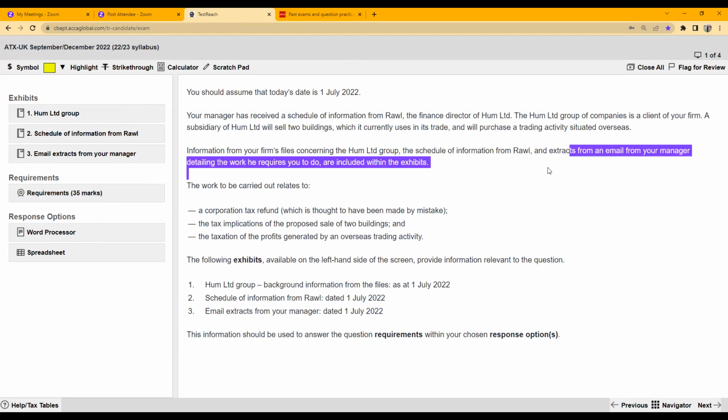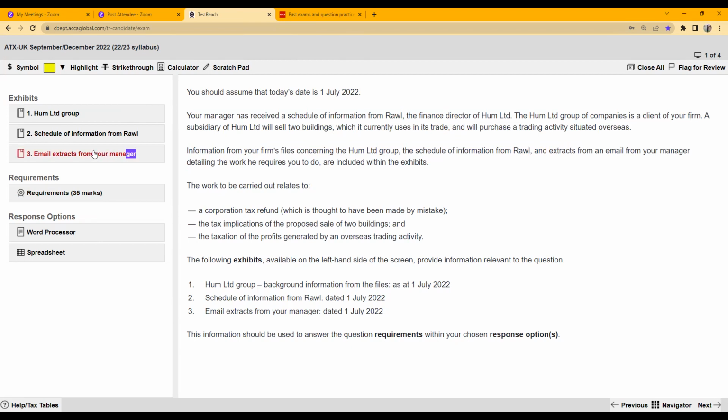and the extracts from an email from your manager detailing the work. As I told you, this thing is most important for us. And extracts from an email from your manager detailing the work he requires you to do are included within the exhibits. The work to be carried out relates to a corporation tax refund, which is thought to have been made by mistake. Yes, it's pertaining to the ethical area. The company received a tax refund, but it is thought to have been made by mistake. It means the examiner would be asking what we should do in this situation. Being a tax advisor, being a tax firm, what are the relevant steps for us to do in this situation?